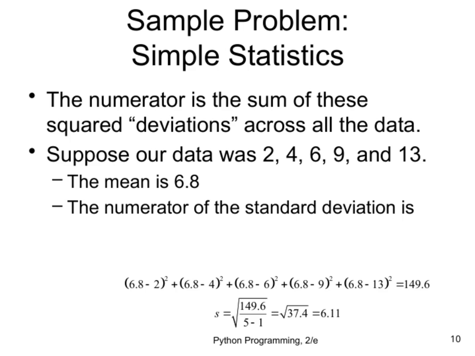This step is crucial because it helps us measure how far each data point is from the average, giving us a sense of the data's overall variability. Understanding this process is fundamental because it lays the groundwork for calculating the standard deviation, which is a key measure of dispersion in our data.